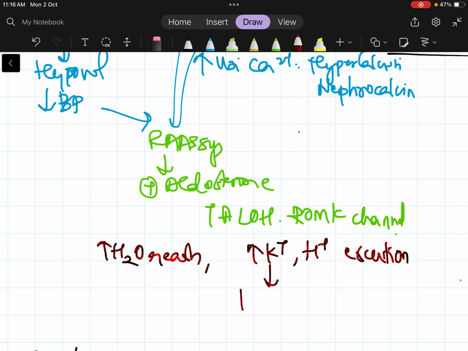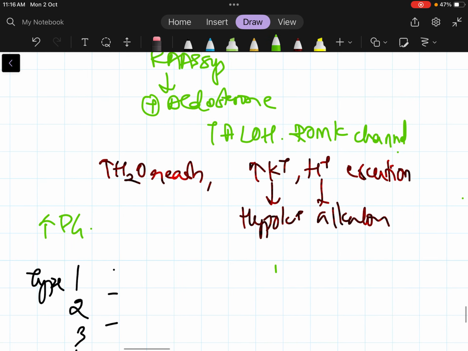therefore leading to hypokalemia and alkalosis. There is also an increase in prostaglandin excretion seen in these disorders.